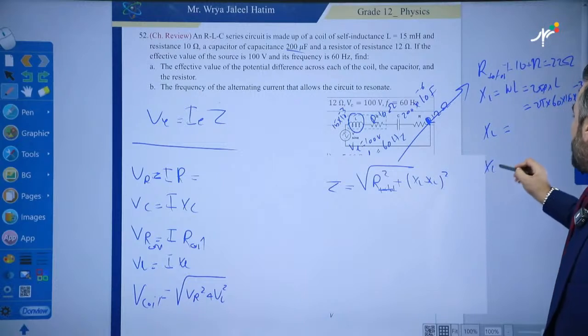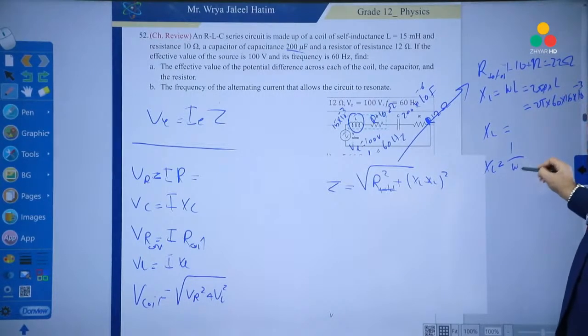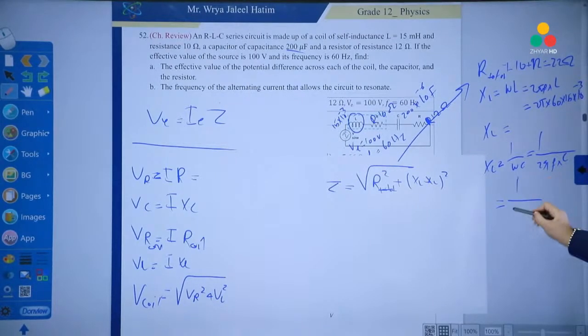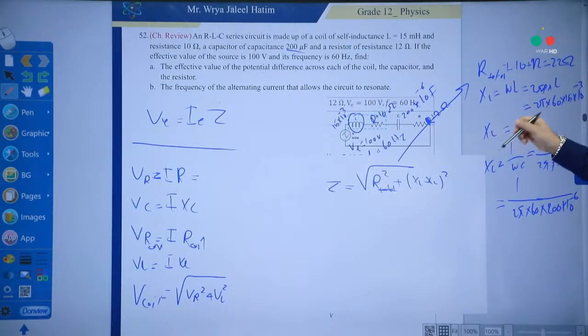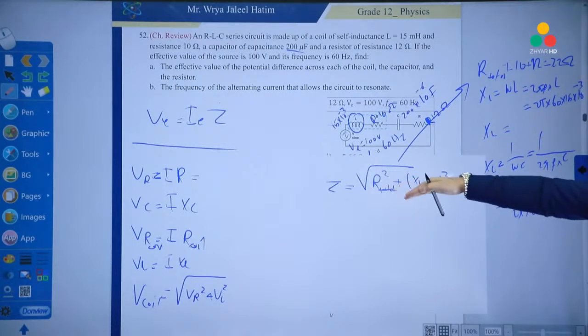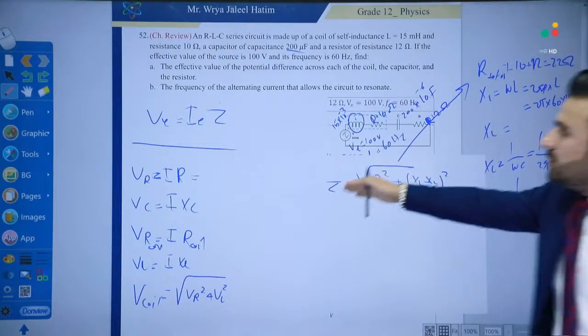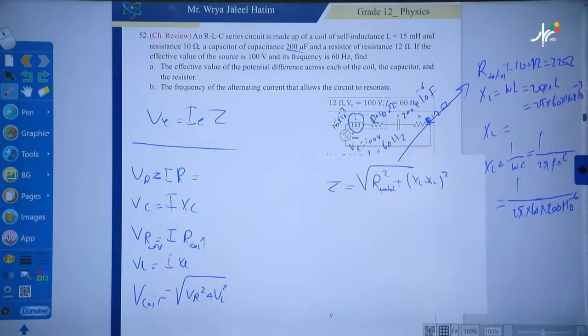And then XC equals 1 over omega C. Once again, 1 over 2 pi F times the value for the capacitor. So 1 over 2 pi times 60 times the capacitance, which is 200 microfarad, correct? That is 10 to the power negative 6. So do the math and you'll find each value. Once you do, you can plug the numbers into the equation and find Z. Once you find Z, you can find the rest of the questions.